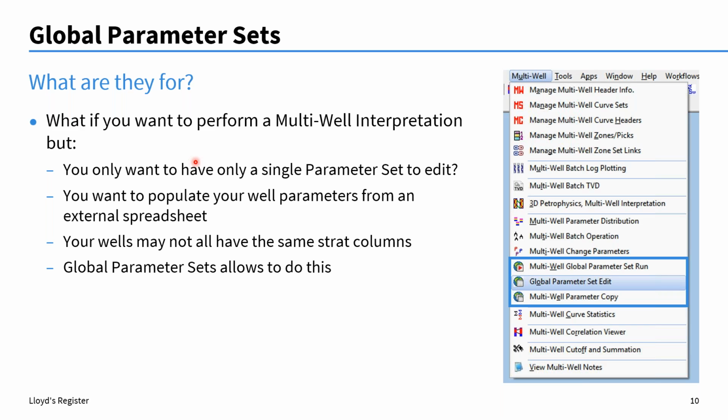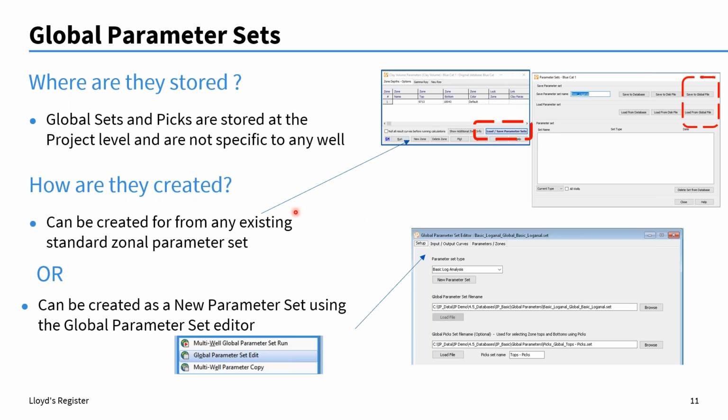So you can now see an option under the multi-well menu, and in there are now 3 new modules that correspond to the global parameters. So where are these parameters stored? They're actually stored at the project level rather than the well level.